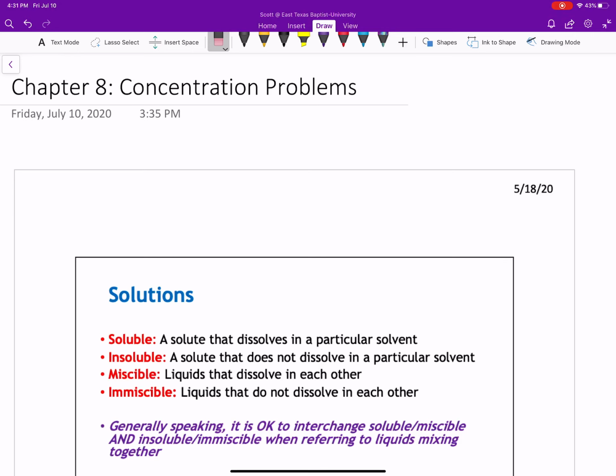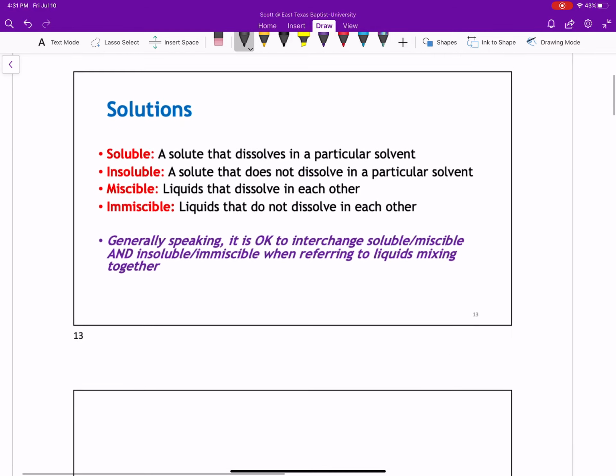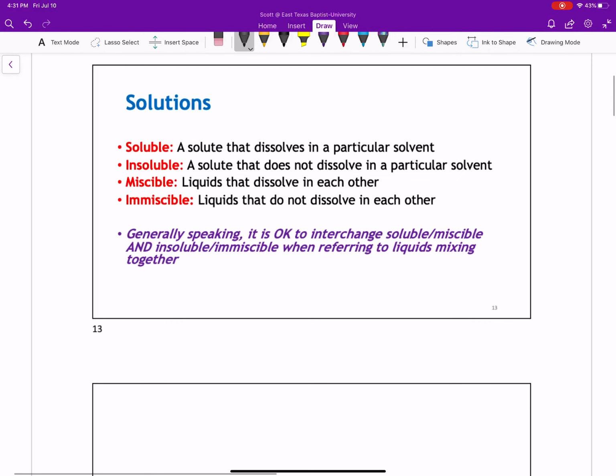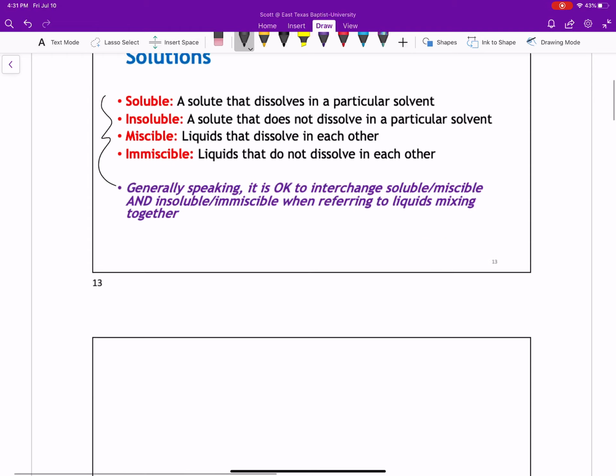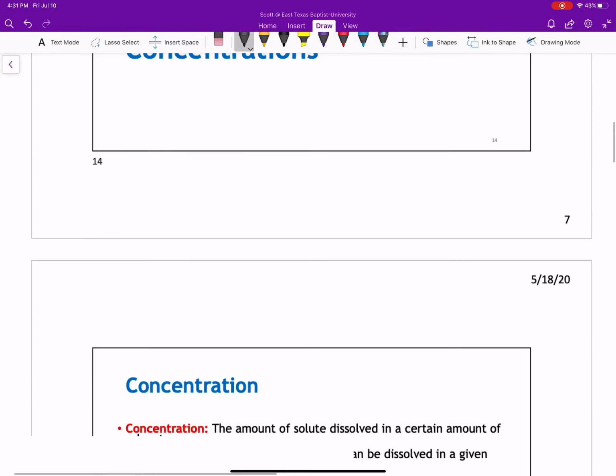Okay, class. Today we're going to talk about concentrations, and we're going to go over some problems for you to practice the skills that are taught in this chapter, which is chapter 8. We've already discussed what solutions are, solute and solvent, and here's some terminology you may want to familiarize yourself with. But now we're going to talk about concentrations.